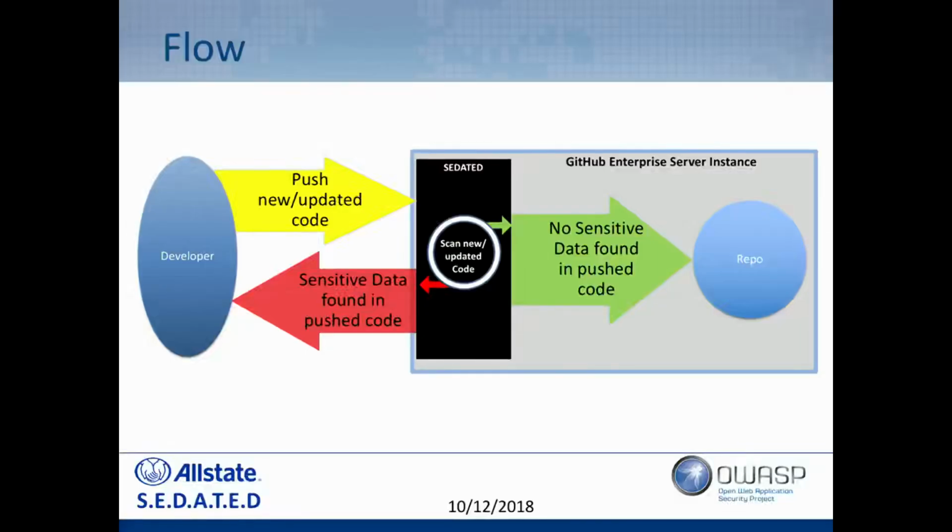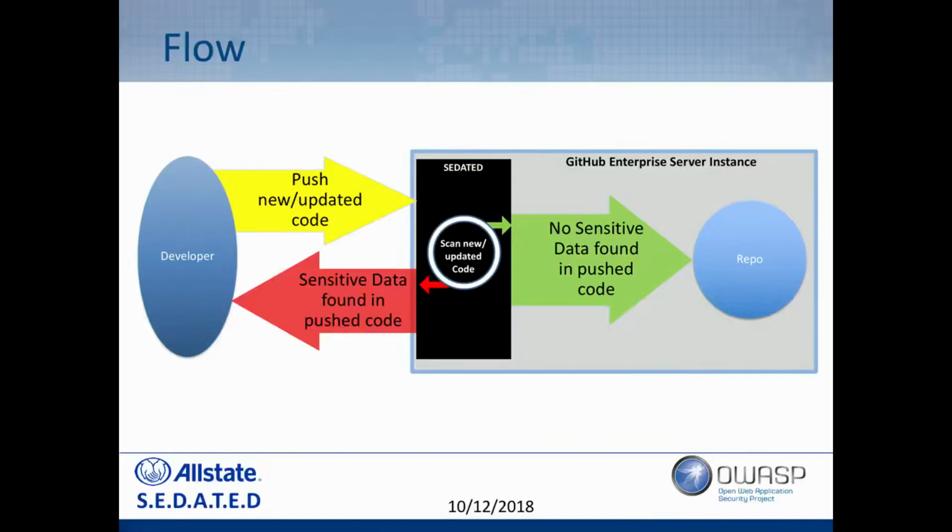So in this example, the developer codes something, it follows the yellow arrow, pushes new code. Instead of it going straight into the repository, it's going to hit SEDATED, the black box. Now, if you're already familiar with this, it's a pre-receive hook running on the Git instance. So technically, that's what SEDATED is.